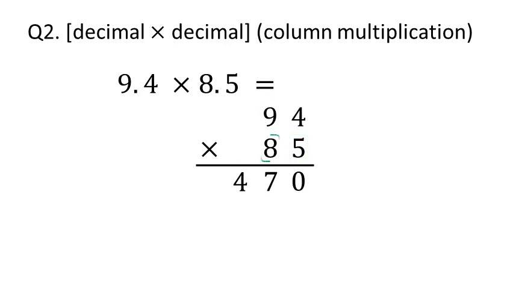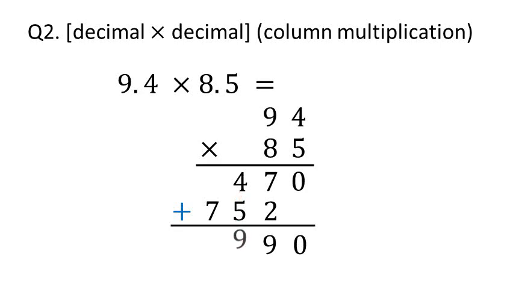Now we move to 8. 4 times 8 is 32. So 2 is placed here and 3 is carried over to the next digit. 9 times 8 is 72, and added by 3, it will be 75. So 5 is placed here and 7 will be in the next digit. Now we need to add them. 0 just moves down. 7 plus 2 is 9. 4 plus 5 is 9. And 7 moves down.